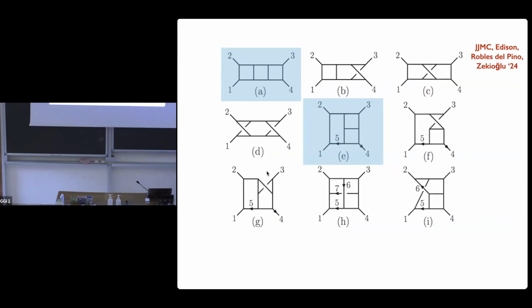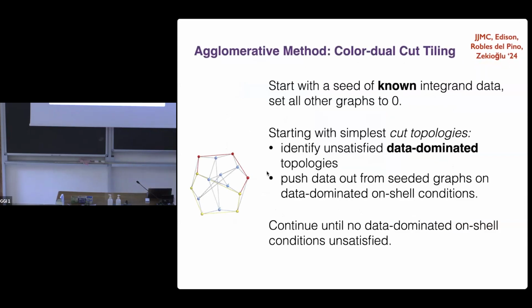And it's because the relations feed back on themselves. And if you do something like that, you just won't satisfy the cuts. Okay. And so what I'll be talking about today is an agglomerative method, color dual cut tiling.